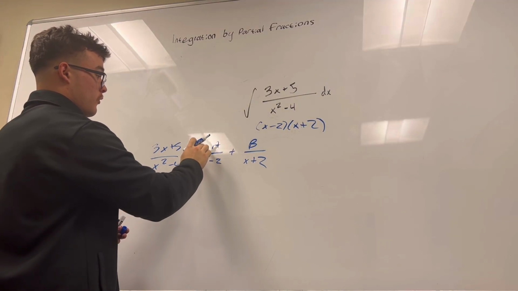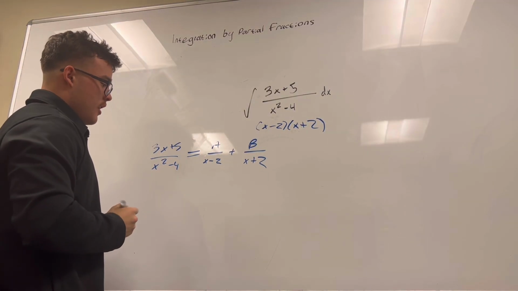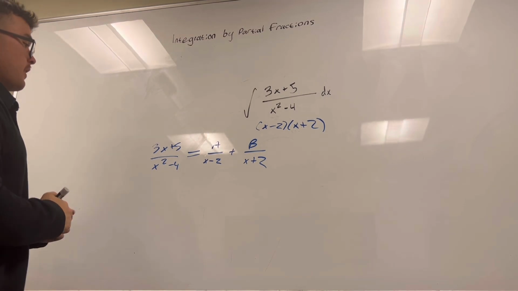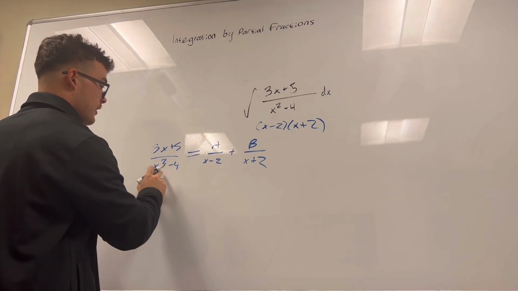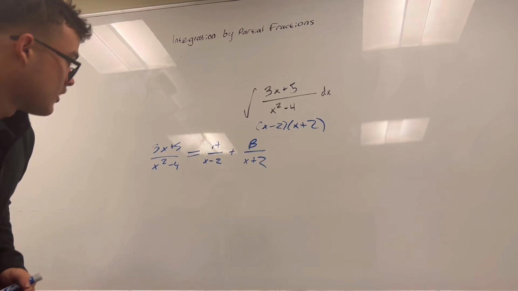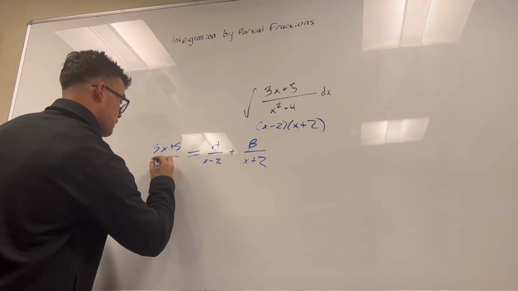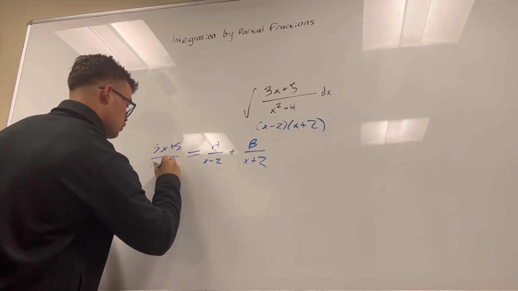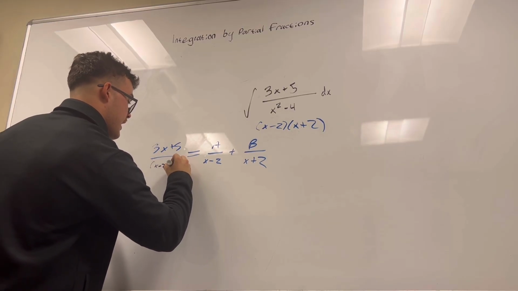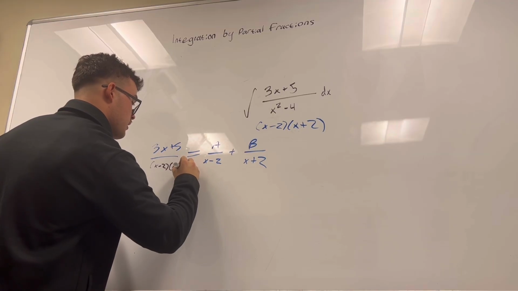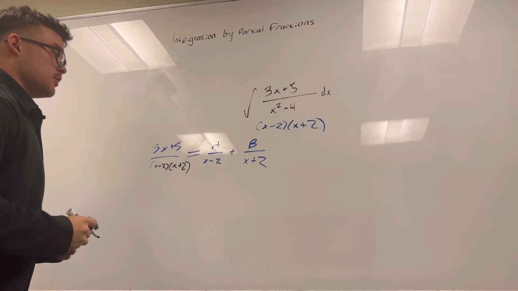So now we want to solve for these constants. The way we're going to do that is we're going to multiply by this. It's actually a bad example. Not a bad example, but I should have written the factors because it's going to make it a little easier: x minus 2 and then x plus 2. Just to make it a little easier to understand.